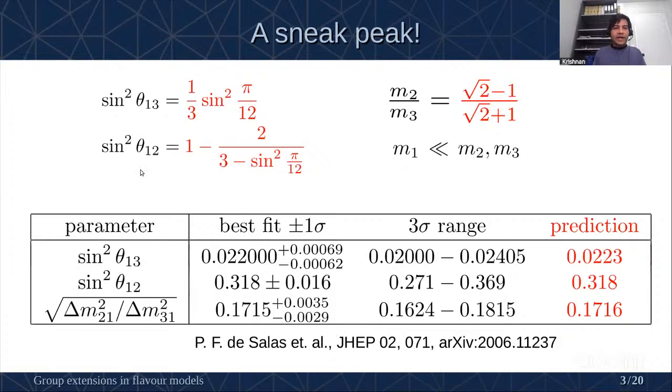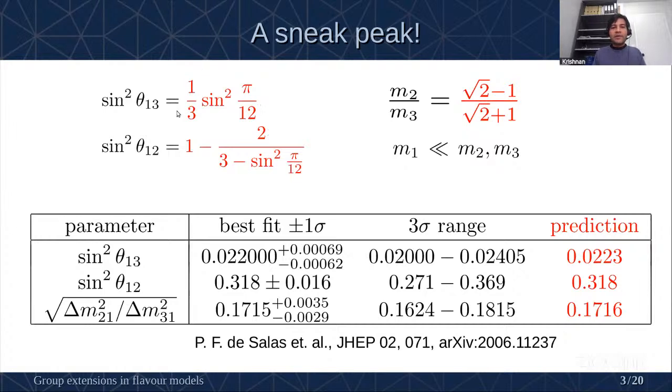And again, you have this reactor angle here, and this is the 1 sigma value of this. So the value is 0.022000 plus or minus this. You can see how precise the measurement is. They first measured it in 2012, and now this is very precise.